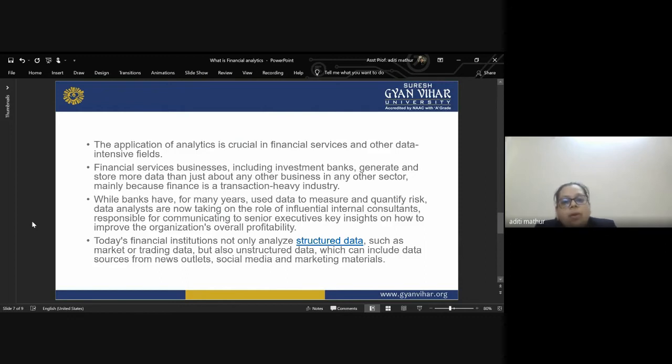While banks have for many years used the data to measure and quantify risk, data analytics is now taking on the role of influential internal consultants responsible for communicating to senior executives key insights on how to improve the organization's overall profitability, right? So banking people, from I think the last 1 decade, 2 decades, they are on total digital platforms. Their working is totally centralized, and they have their own robust systems, and they are working on it, right? And they are using the data in measuring the risk.